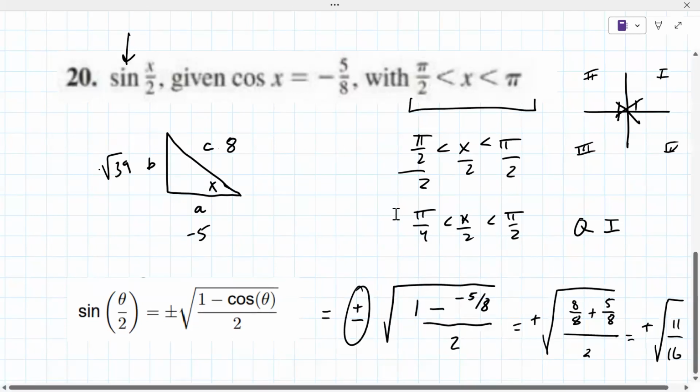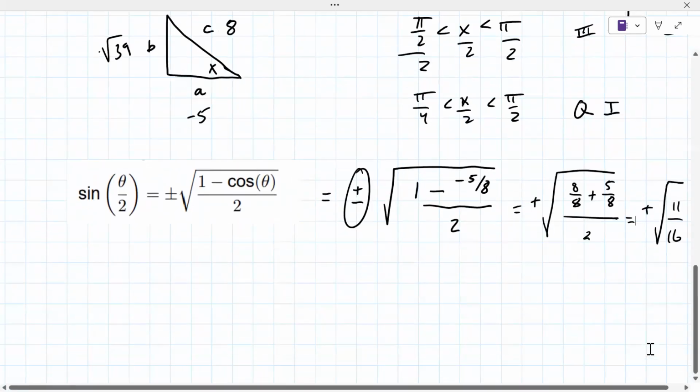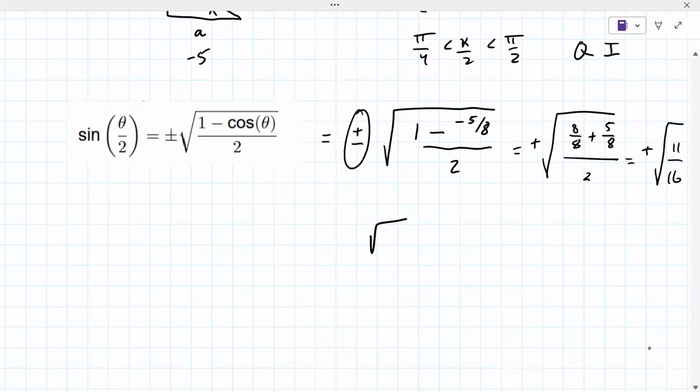So that's how you decide this right here. And you don't want to guess. You want to do what I did here, which is divide the interval in half to see which quadrant you're in, which may not be the same as the one you started in, and that will give you the answer. So the square root of 11 over the square root of 16 becomes the square root of 11 over 4, like that.